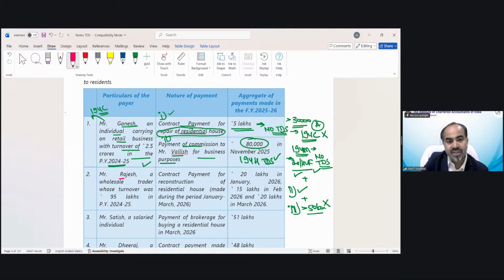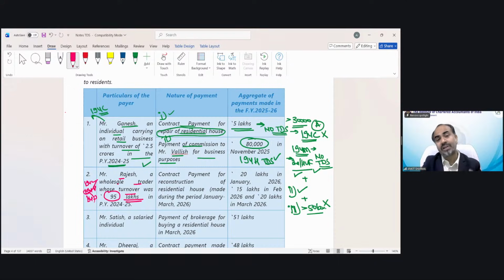Next example, Mr. Rajesh, a wholesale trader whose turnover was 95 lakh in the previous year 24-25. Now you can see this individual cannot be included under section 194C, 194H and 194J in any case. Because in sections 194C, H and J, only those individual or HUF whose turnover exceeds the specified limit can deduct TDS. Because the turnover is less than that, sections 194C, 194H, 194J are automatically not applicable.